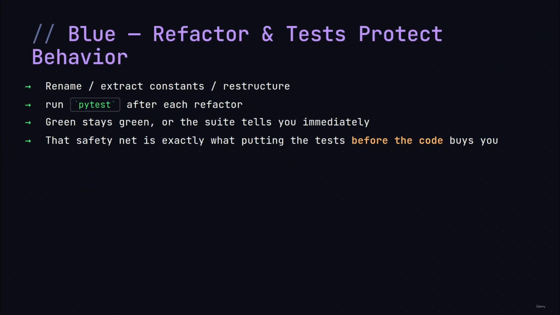Now for the third step, refactor, and then the test should protect the behavior. So we can refactor in the following ways. We can rename, we can extract the constants, or we can restructure the code. Then we run PyTest again after each refactor, and then green will stay green, or the suite will tell us immediately that we've broken something. So that safety net is exactly what putting the test before the code buys you. Proper TDD style, now empowered by AI.